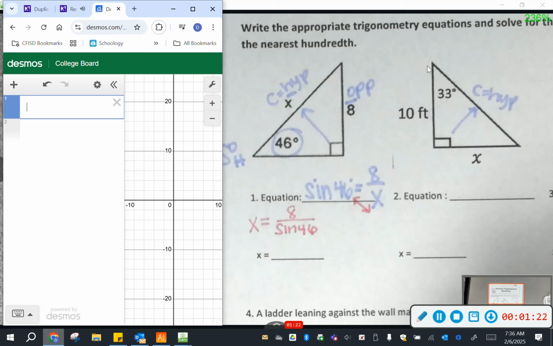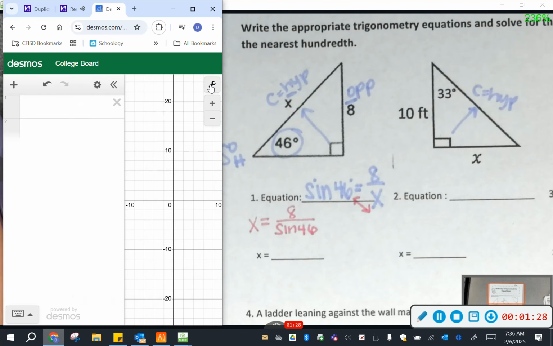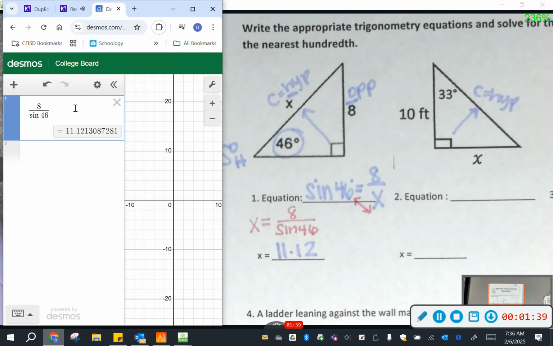What do you need to watch out for? Hit the wrench. Make sure you are in what? Degree mode. Otherwise, you'll get the wrong answer. So 8 divided by sine of 46 is 11.12. Cool. Do I have any questions?